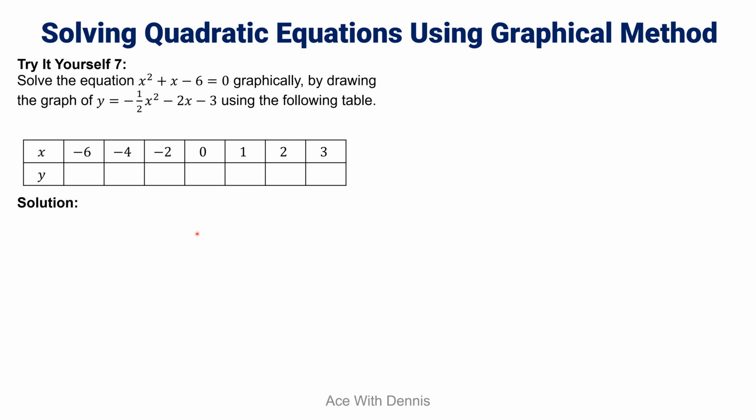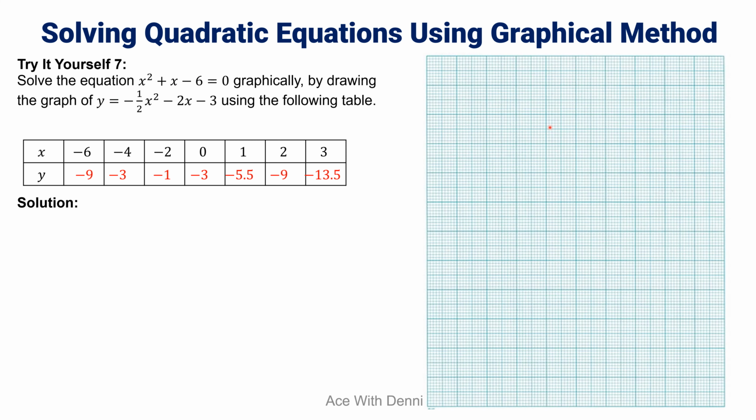Alright, so here's the solution. The very first step you have to do is fill up this table, calculating one by one. When x is negative 6, substitute this value into the equation here, and I will get negative 9. Then repeat the same process for the other values of x. When x is negative 4, y is negative 3. When x is negative 2, y is negative 1, and so on. At 0 it is negative 3, at 1 it is negative 5.5, at 2 it is negative 9, and at 3 it is negative 13.5. Just calculate all the y values using this equation.